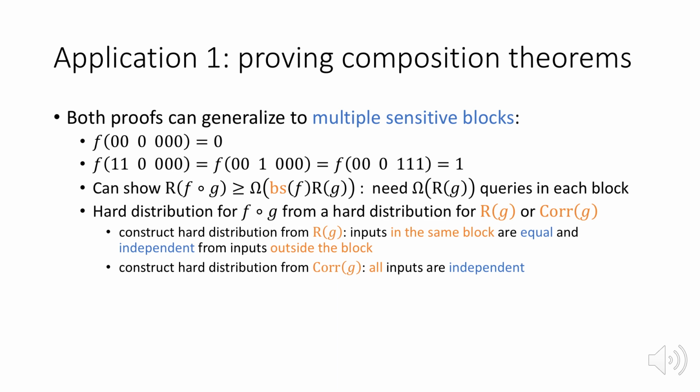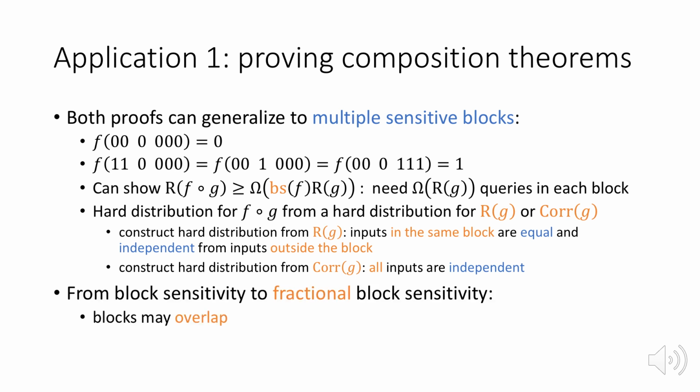Again, we can construct such a hard distribution from either R of g or core of g. As before, the hard distribution from R of g gives equal input in the same block, and we also need the inputs in different blocks to be independent. By contrast, the hard distribution from core of g gives inputs that are all independent from each other, which are more suitable for proving a composition theorem with fractional block sensitivity.